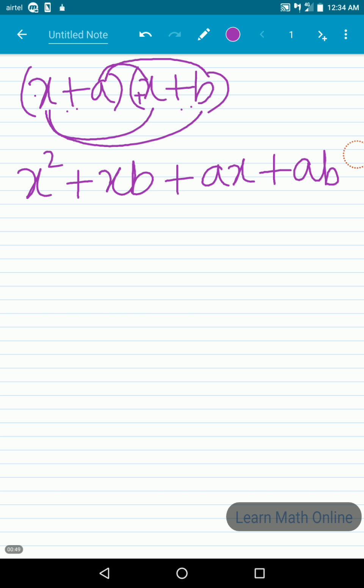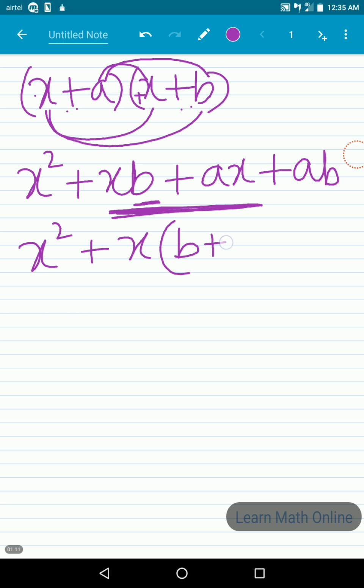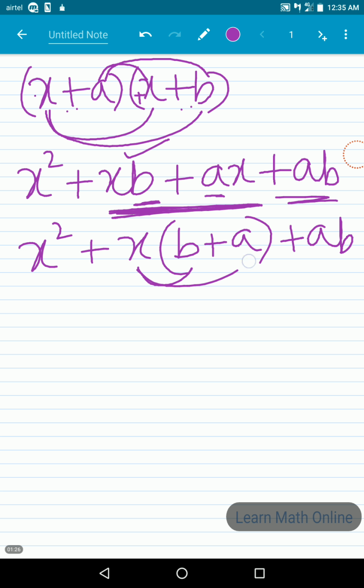See these two terms, xb and ax. What is common among these two terms? X. So let us take that x common. If we take x common, what are we left with here? B plus, and here a will be left. So it will be b plus a. And we have plus ab here. Multiplying x into b gives xb only, and x into a gives ax or xa. So we can take x common from these two terms.